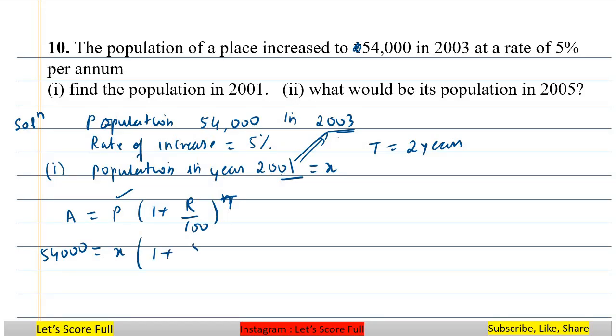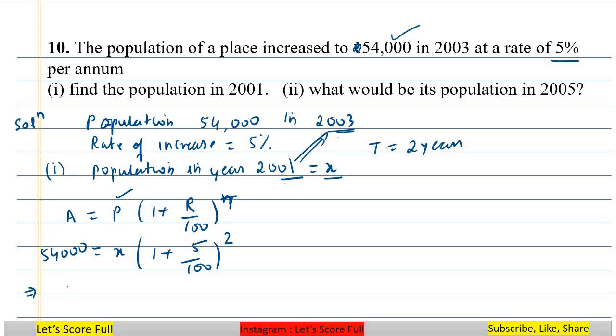Then rate of increase was 5 upon 100. Then this is 2. Okay, let me explain this once more. What is happening? In 2001 there was some population. Rate of increase is 5%. But after 2 years the population has become 54,000. Means this is amount, right? Using this formula, this is the amount, the final population. So that is why I wrote like this.